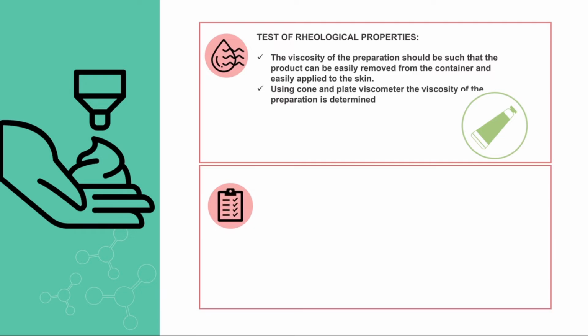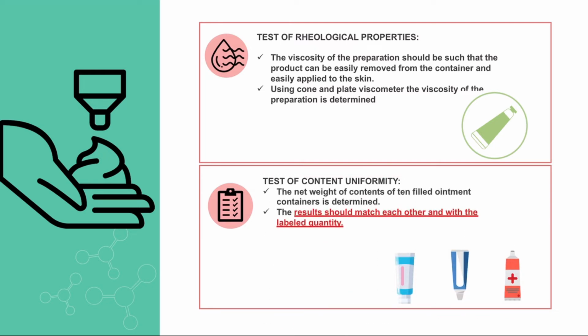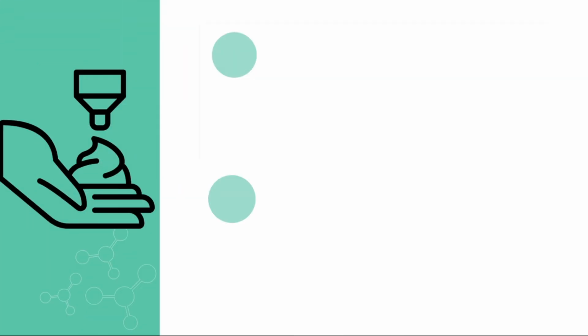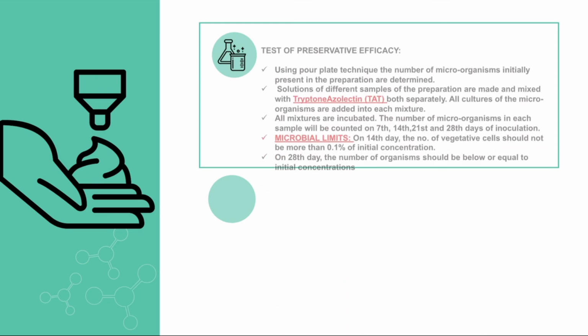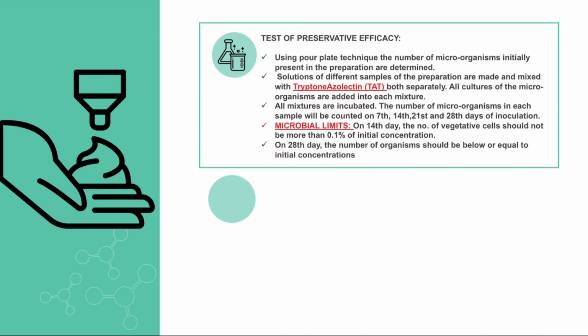Next is the test of content uniformity. Determine the net weight of 10 ointment containers. The results should match each other and the labeled quantity. After that, the test of preservative efficacy.